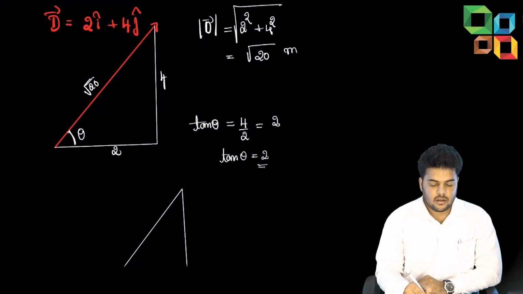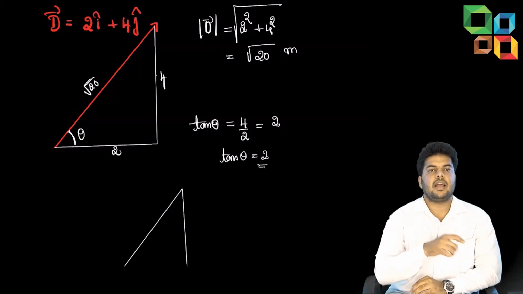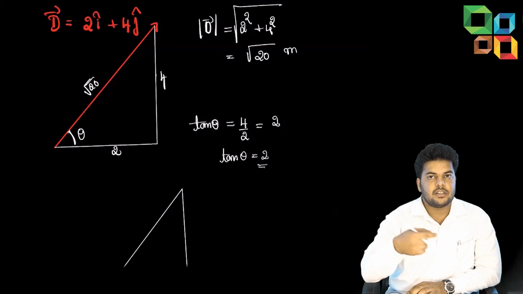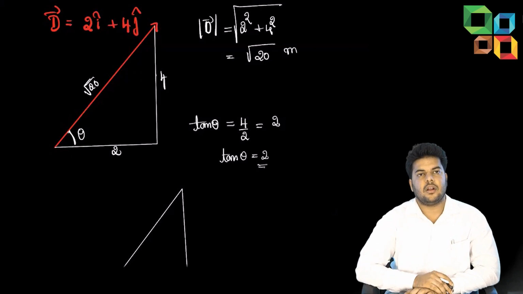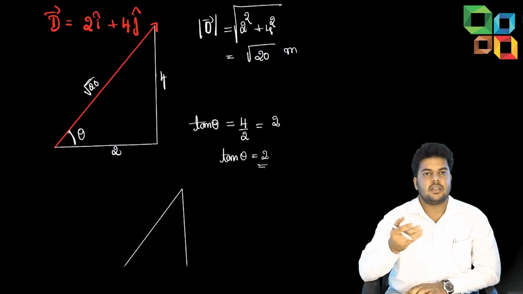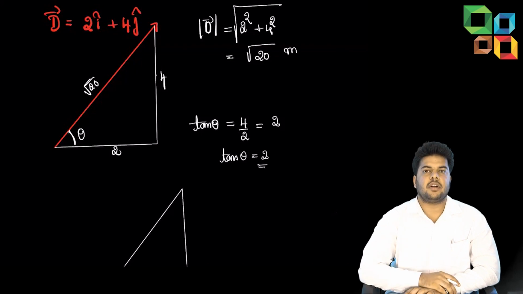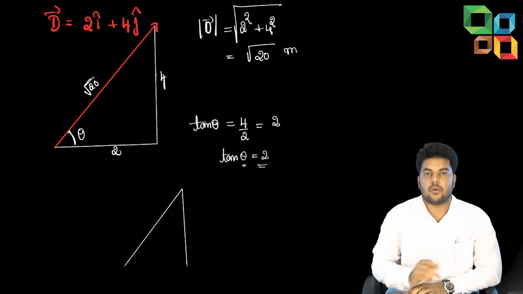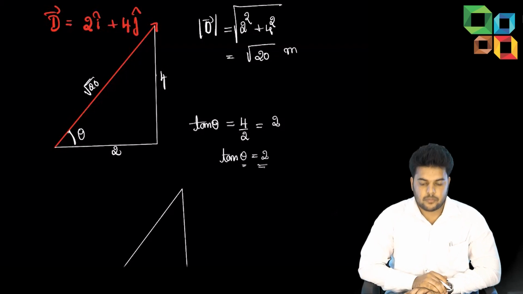What does that mean? It means that the opposite side and the adjacent side are equal. Opposite side equal to the adjacent side means we have an isosceles triangle there, isn't it? So opposite side is equal to the adjacent side when the angle is 45 degrees. So when tan theta is equal to 1, we can say theta is equal to 45 degrees. But we have tan theta is equal to 2.